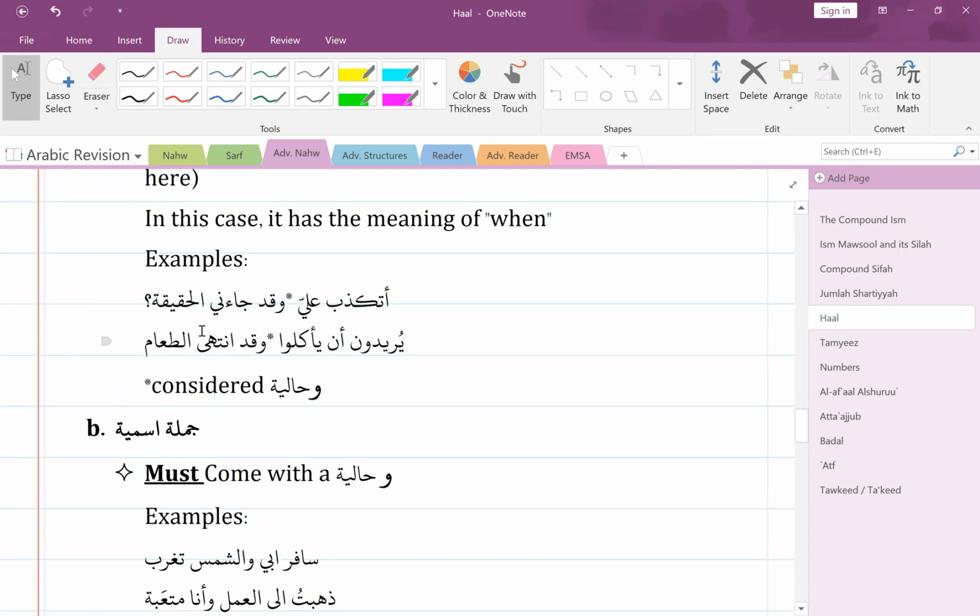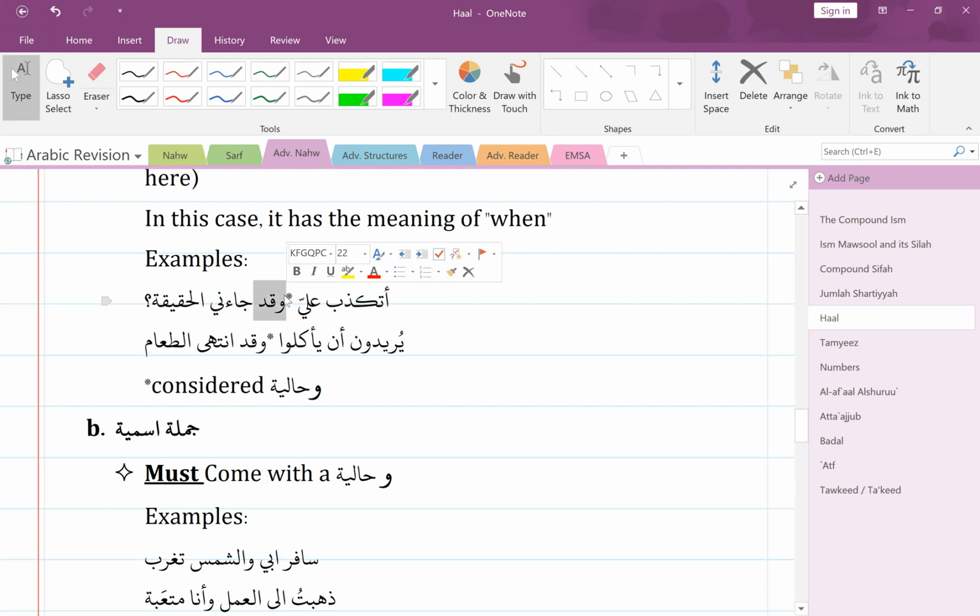أتكذب علي وقد جاءني الحقيقة. Are you lying to me when the truth has come to me? Yeah, so وقد. You see this with the ماضي. So وقد جاء. You see, it's not وقد يجيء. It's وقد جاءني. It's ماضي. Or the second example, يريدون أن يأكلوا وقد انتهى الطعام. They want to eat when the food is over, or while the food is over. You can also use while in translating this part. So you see, وقد انتهى الطعام. انتهى. We don't say ينتهي. وقد ينتهي. No, وقد انتهى الطعام. So here it comes with the ماضي.